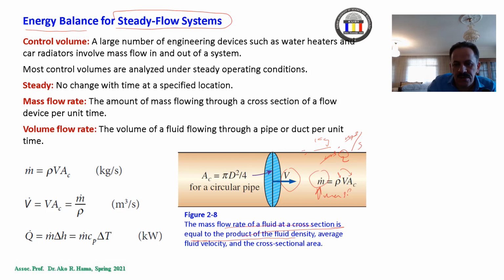So mass rate is how much mass will pass through a specific point. So mass rate is equal to rho, which is the density, times V times A. This is the mass rate, and V, the velocity, is equal to V times the area. And okay, you can say the mass rate divided by rho will give you the meter cube per second, and this is the energy transfer rate.